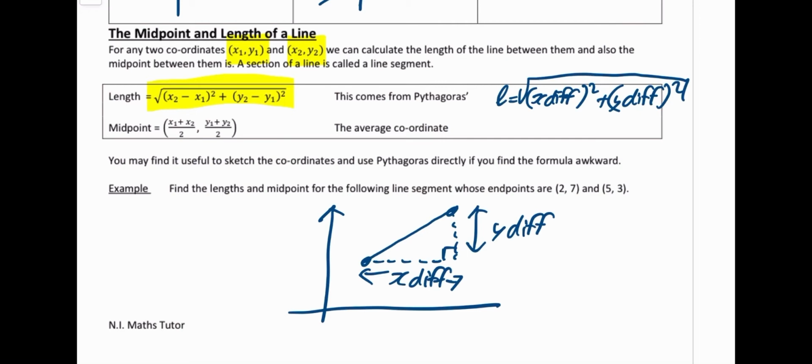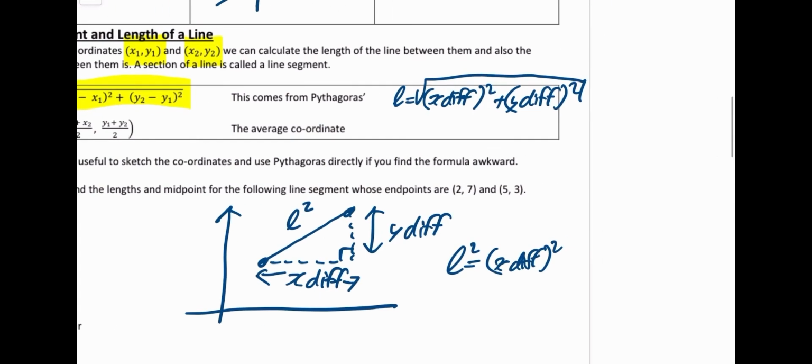So this length here, L squared, is going to be equal to your x difference squared plus your y difference squared. So then if we bring that square across, it becomes a square root. So L then is equal to the square root of your x difference squared plus your y difference squared.